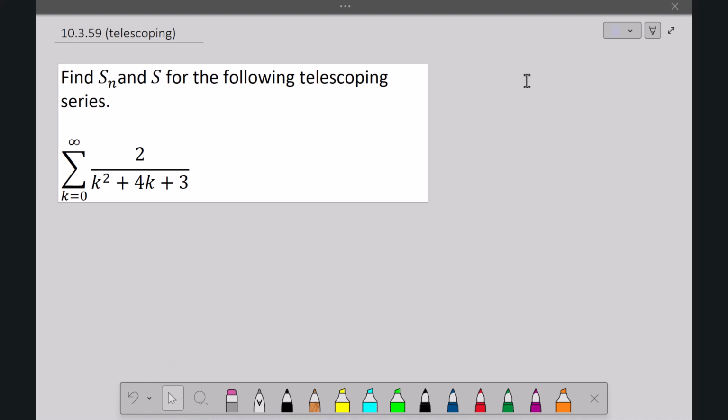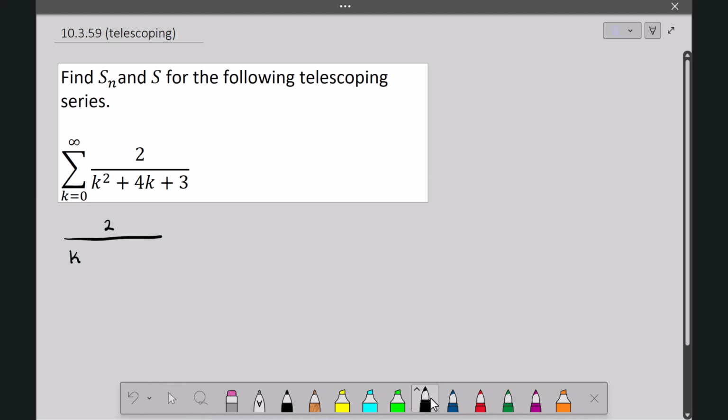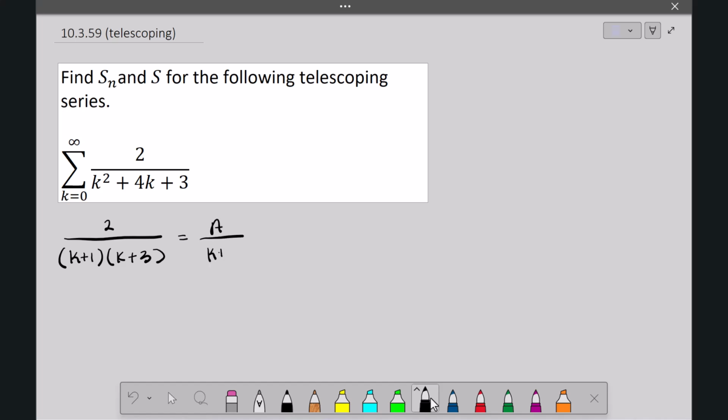Let's go ahead and find S sub n and S for the following telescoping series. The first thing we're going to need to do is rewrite this expression in the traditional telescoping way so that we can find S sub n. So we are going to factor this denominator, and we are going to use the PFD method to write it as a sum of two partial fractions.